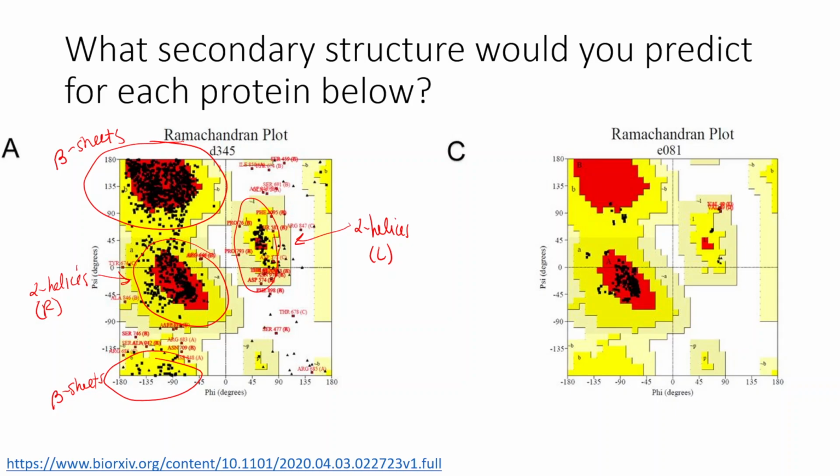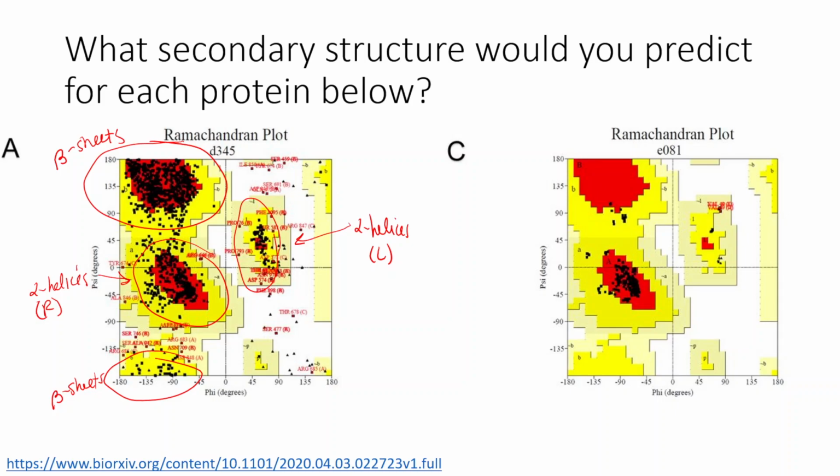From a Ramachandran plot, you should be able to tell if they're right or left-handed based on where they're located on the plot. But not by looking at a picture. I don't think I'm gonna give you a picture of an alpha helix. It's more just to know about it.